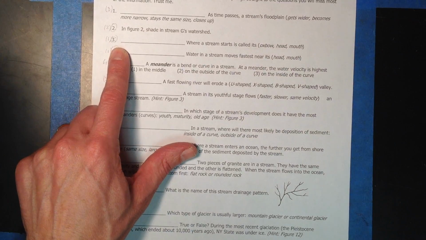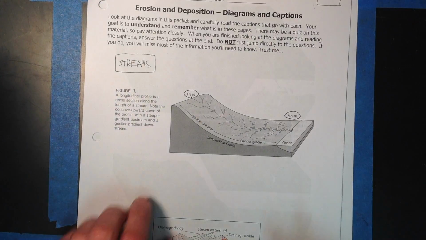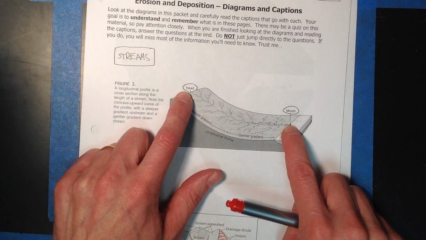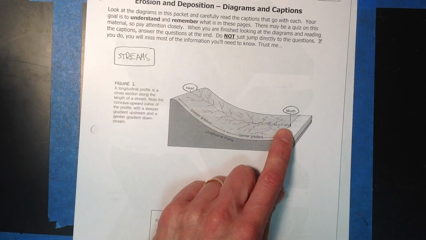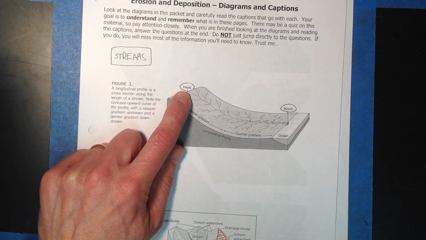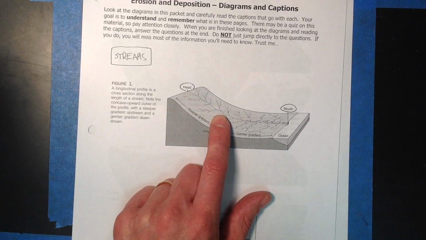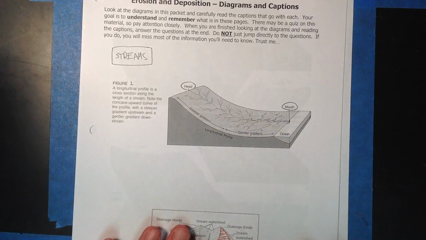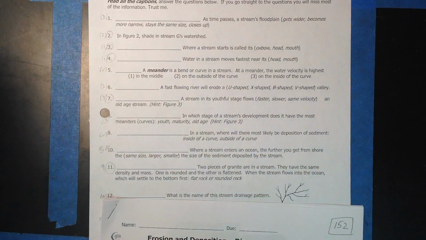Number 3, where a stream starts is called, is it oxbow, head or mouth, and where it moves fastest. These are going to be here. So the head of the stream is here, and the mouth is here. So it kind of starts here. This will be in the more mountain area. That is where it starts. It's called the head. Where it ends or empties into the ocean or a big lake is called the mouth. And it's usually fastest towards the head because that's more mountainous area. As you go down, generally a stream will get more gradual, kind of slowest here. So that's what both of those questions refer to there.